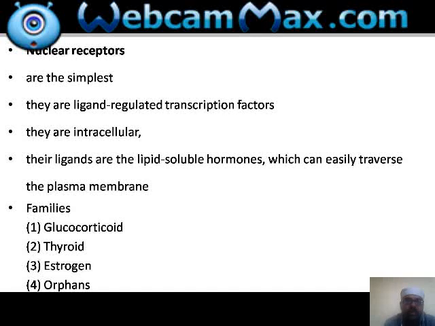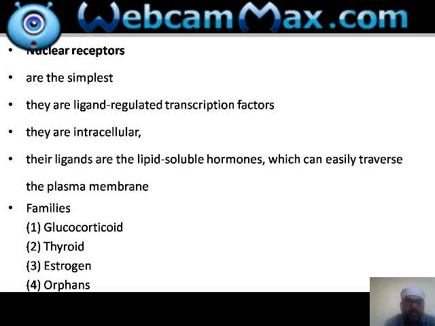So when we talk about the lipid hormones, they get into the cell, then they bind with the receptors either in the cytoplasm, or they directly enter into the nucleus along with the receptors and initiate the process of transcription. So this is how the lipid soluble hormones generally act via the nuclear receptors. We will be looking into the mechanism further in the next slides.